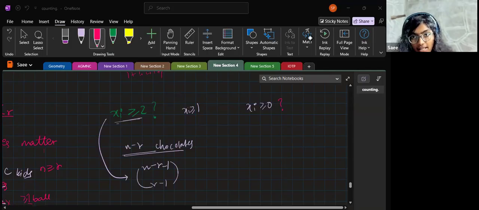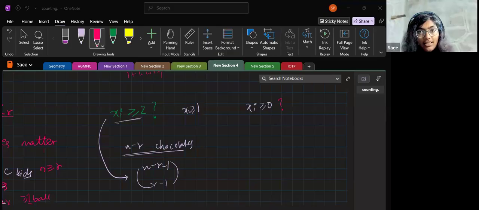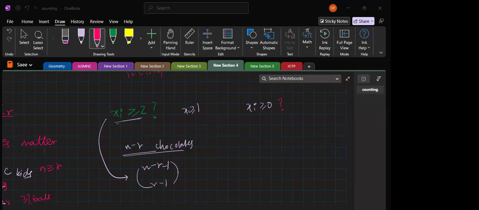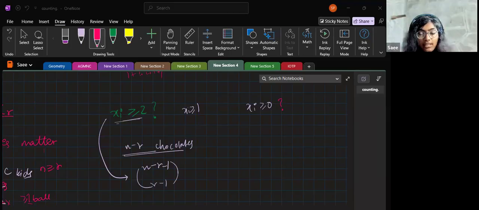So I see some answers in the chat. Like, why? I mean, maybe you're right, but why? Also, as I said earlier, I would prefer if somebody who has not seen this earlier is speaking up. N-1 choose R. N-1 choose R, but why?